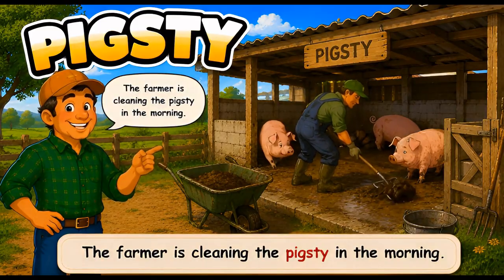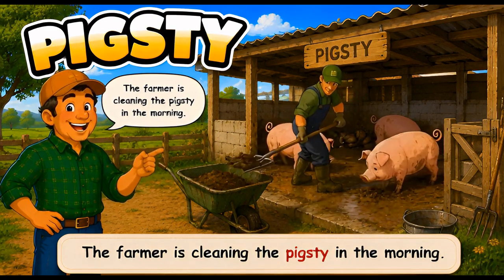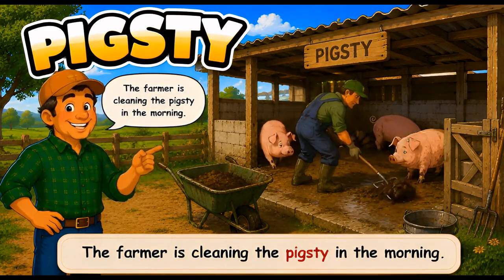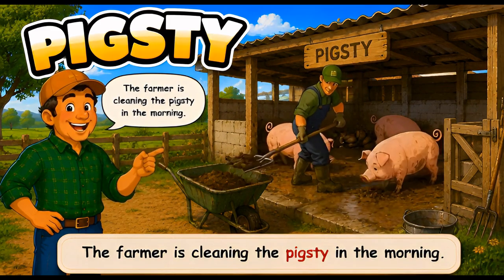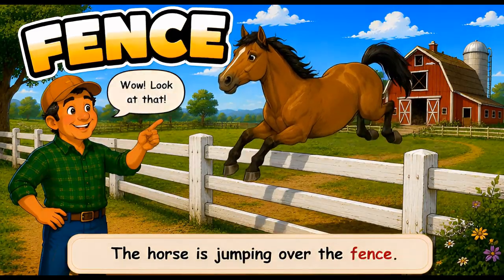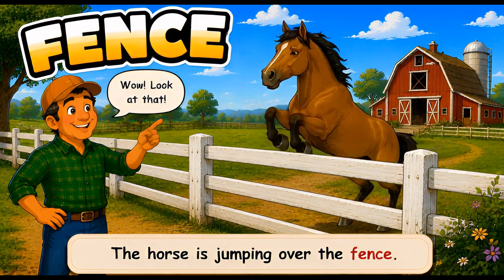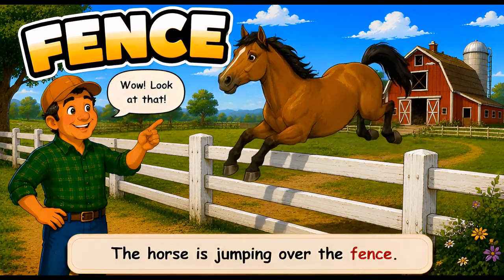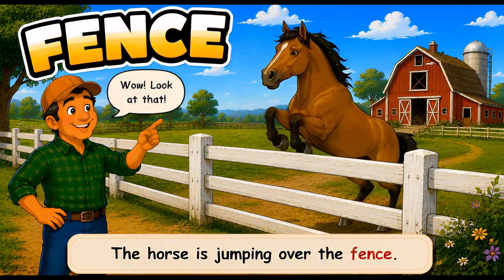The farmer is cleaning the pigsty in the morning. The horse is jumping over the fence.